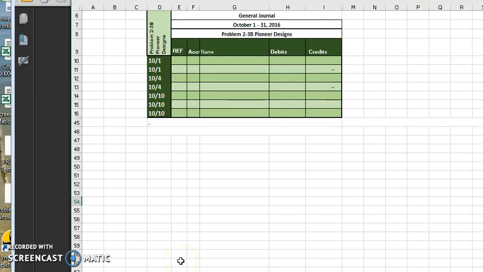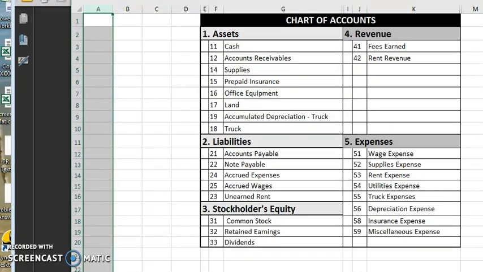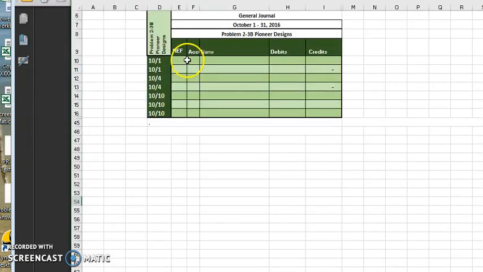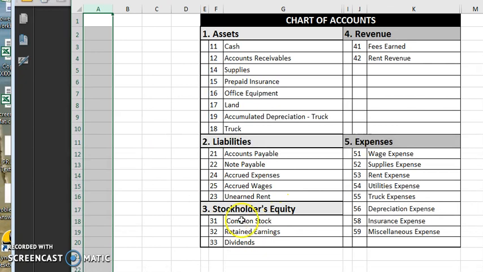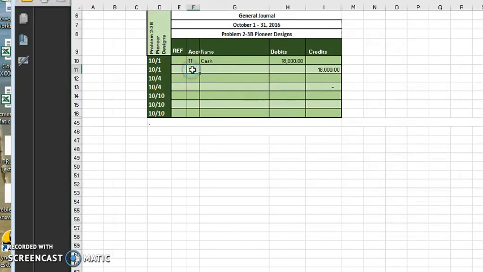On October 1st, you deposit $18,000 cash into a new company bank account in return for common stock. Enter the cash account number 11 and enter the debit for $18,000. On the second line, we will look for the common stock account, which is in stockholders' equity, and we will enter the account number 31 for common stock and the credit of $18,000.